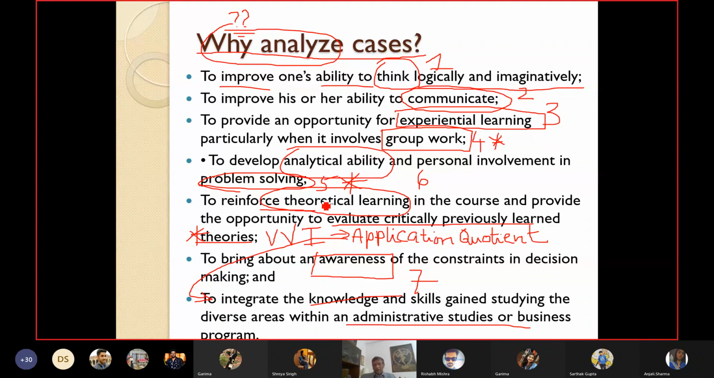Anjali, Babita, Bhavna, please understand, Nitesh, Khushbu, all of you, Arpit, it's extremely, extremely important. You gotta think, work in a group, come out with solutions, make use of the application quotient, and integrate all your learnings in a management program while you refer to a case.